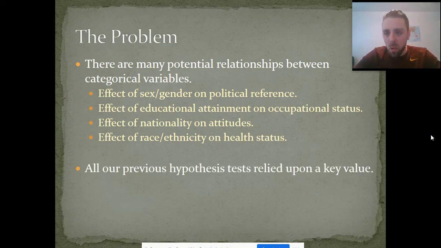What I've been building towards here, here's the key thing. Every previous hypothesis test that we've done, all our varieties of Z and T tests and the ANOVA test, relied upon an unstated assumption. We relied upon believing that we had a valid mean. Well, let's call back to the example I had on the last slide, the effect of religious affiliation on political preference. There is no mean that we can calculate there.